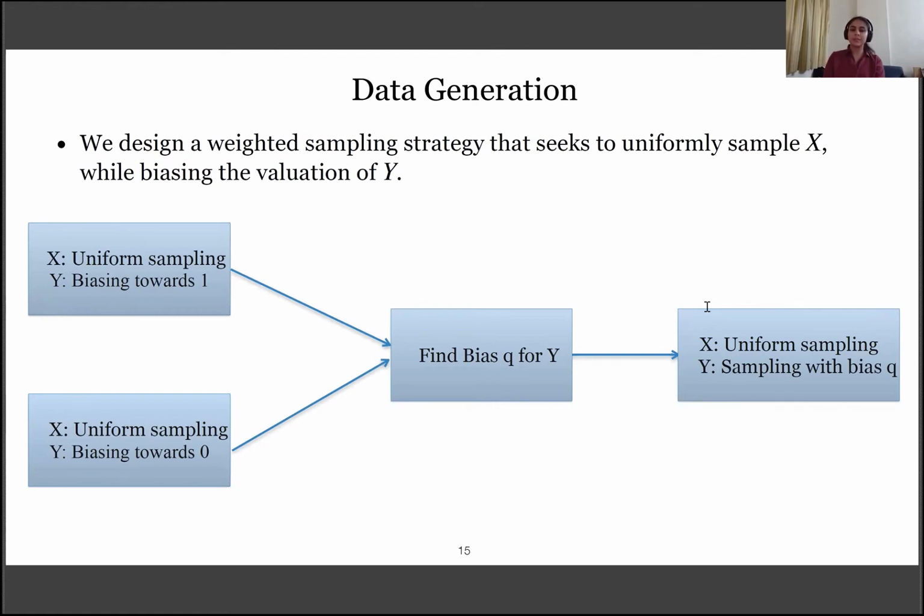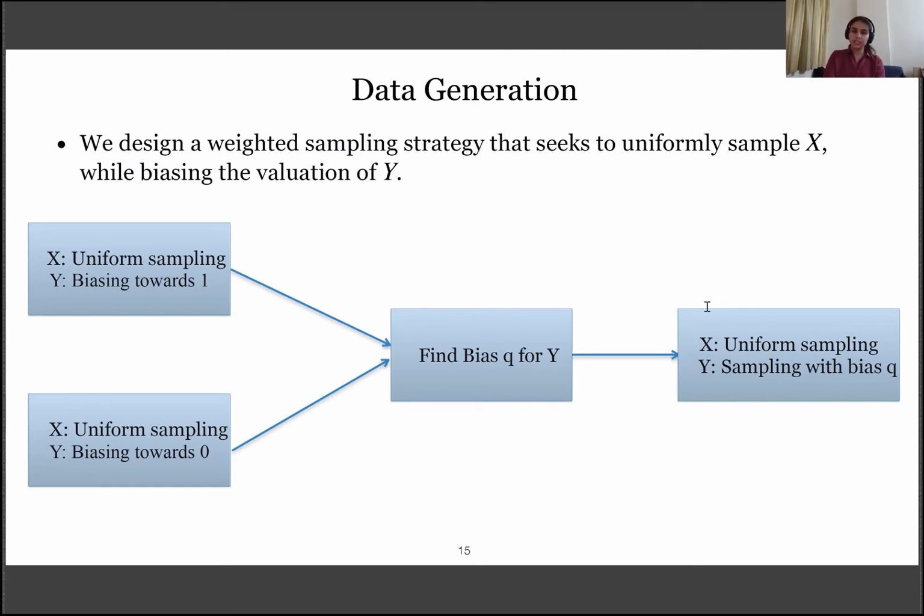So first it samples a small fraction of data with y biasing towards 1 and y biasing towards 0. With those data generated, it tries to find a good bias Q for the y variable. And then again, it samples uniform for the input variable x and with the bias Q for the output variable y. And that's how Manthan generates the data.